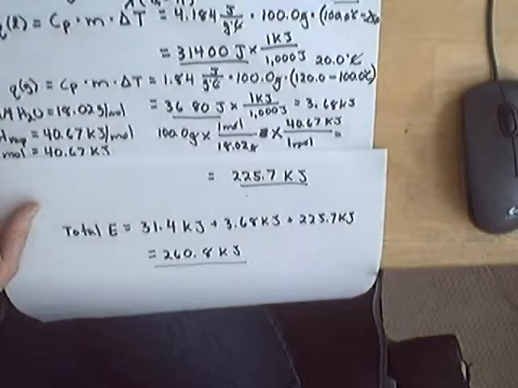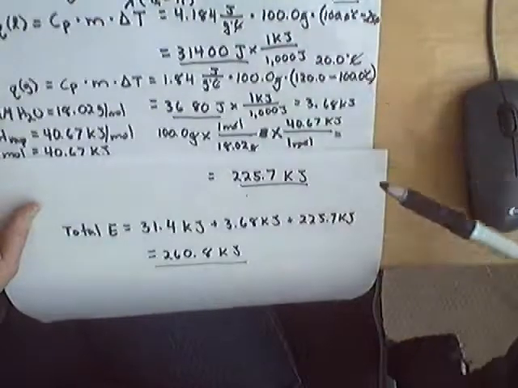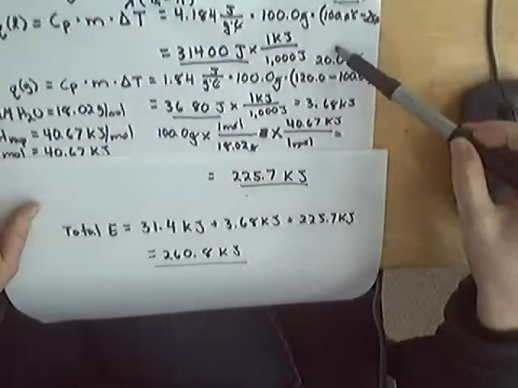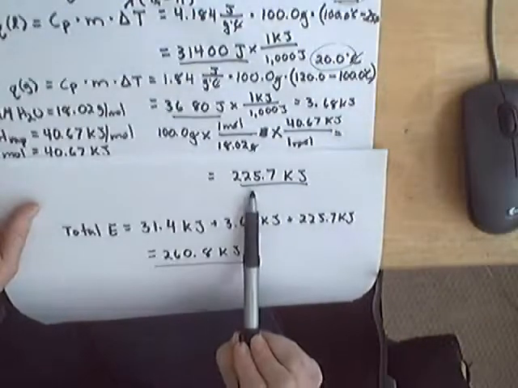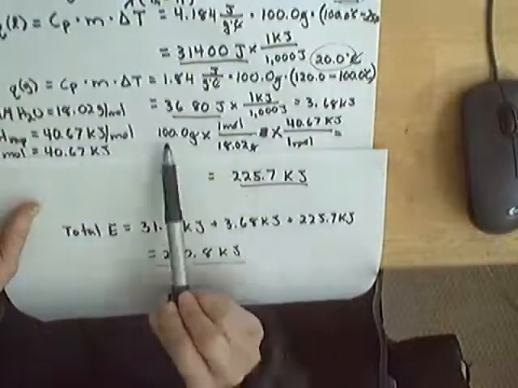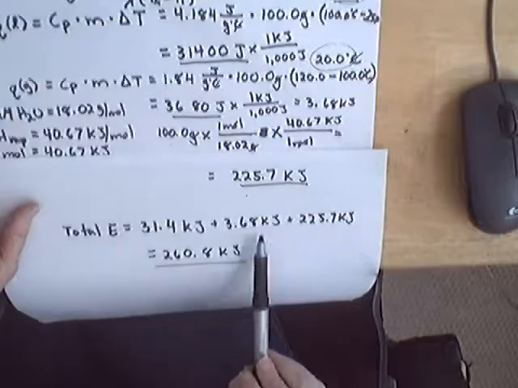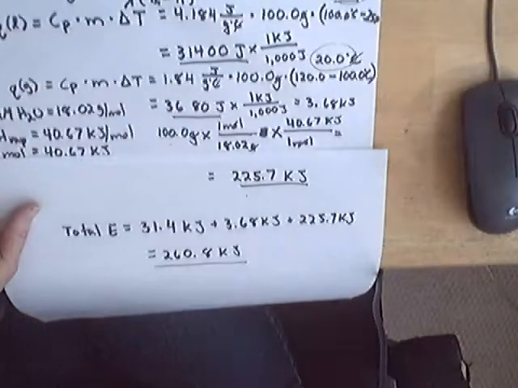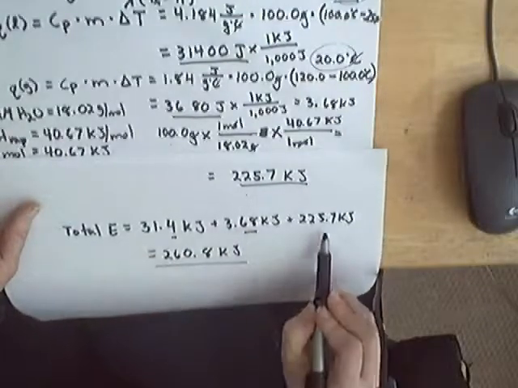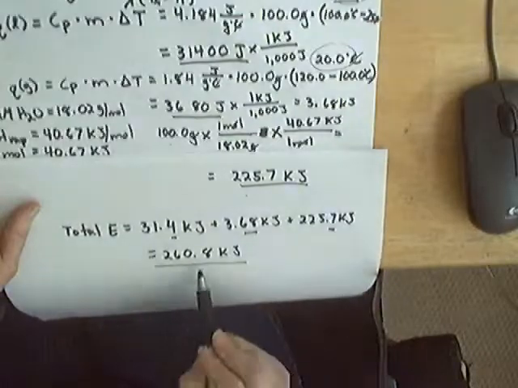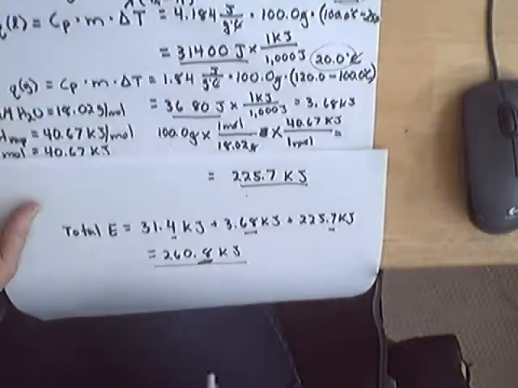A note on significant figures. Both of these numbers that we got for heating the liquid and heating the gas had 3 significant figures because of the 3 significant figures in delta T. The amount of energy for the phase change, all of the numbers I used had 4 significant figures. The rule for addition and subtraction is that you go to the fewest number of places after the decimal. So this has 1 place after the decimal, this has 2, and this has 1. So when we add them all up, we report our answer to 1 place after the decimal. So that's the significance of the sig figs there.